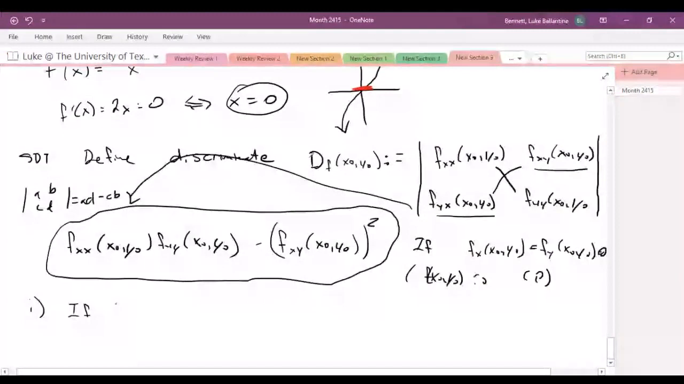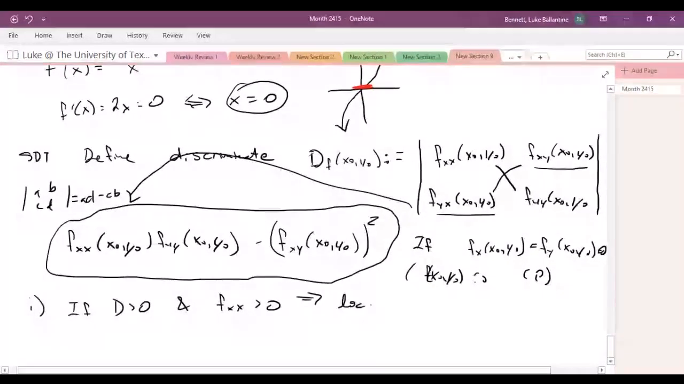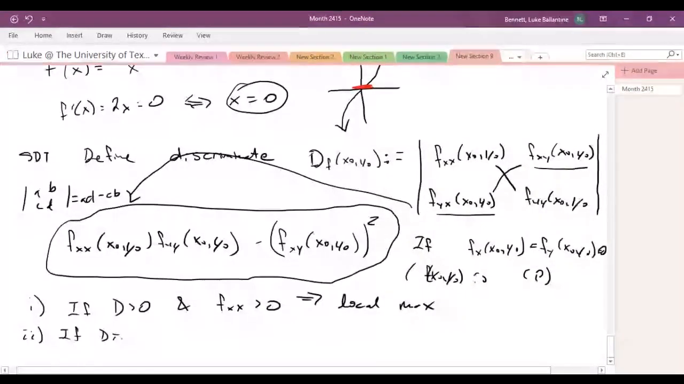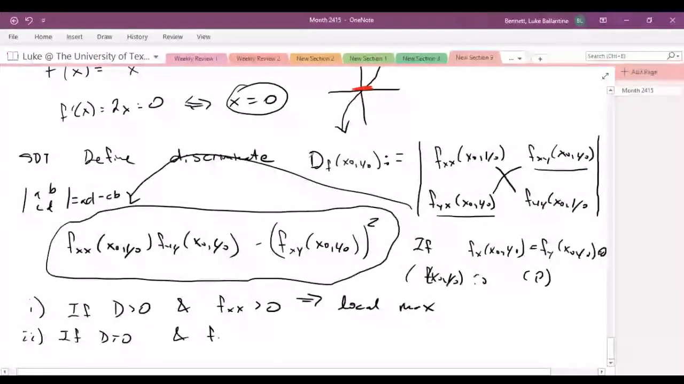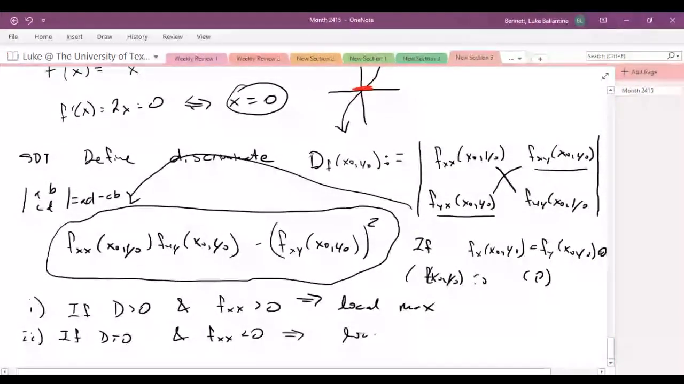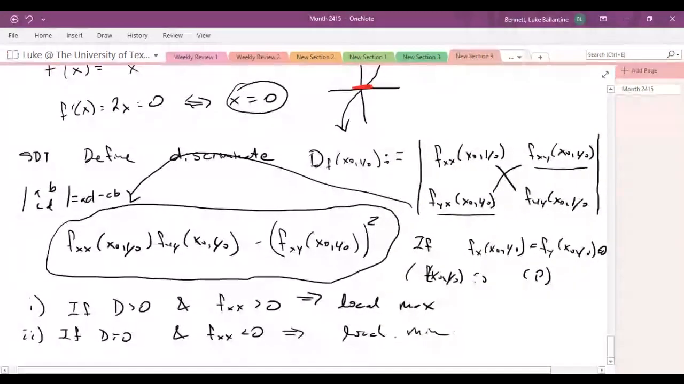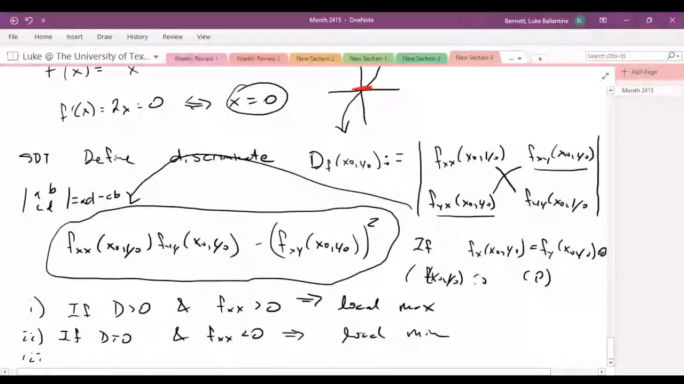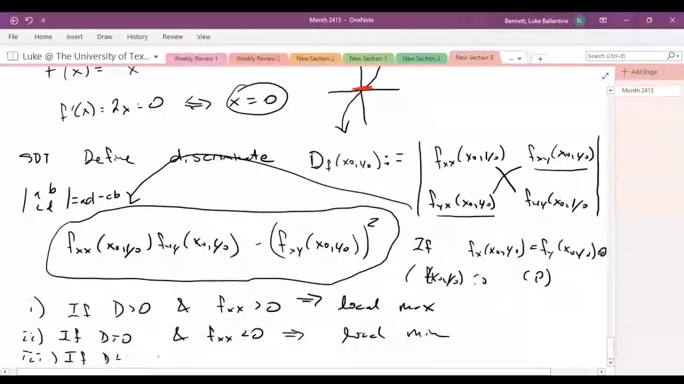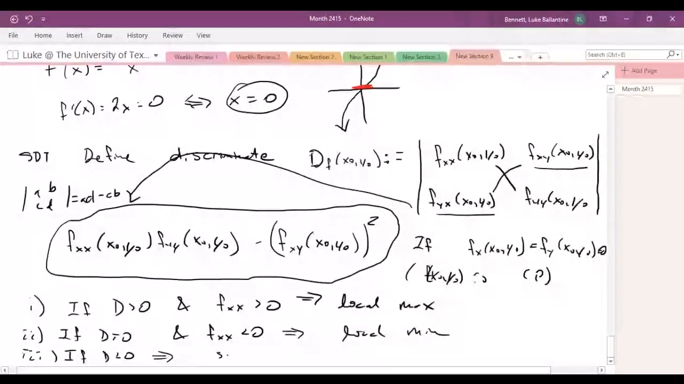So if the discriminant is greater than 0 and f_xx is greater than 0, then we have a local maximum. If D is greater than 0 and f_xx is less than 0, we have a local minimum. Now, if D is less than 0, then we have a saddle point.